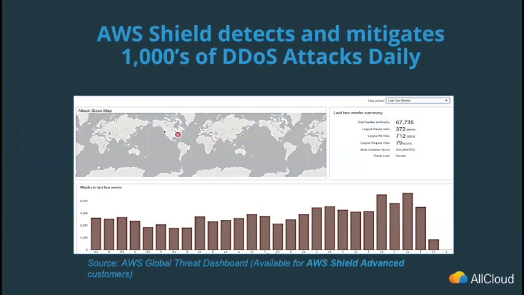The AWS Shield Advanced dashboard, so you might find this a bit impressive. AWS Shield today detects and mitigates thousands of attacks each day, and 99.9% of those identified network attacks are mitigated within less than a minute. This dashboard is available only in Shield Advanced.